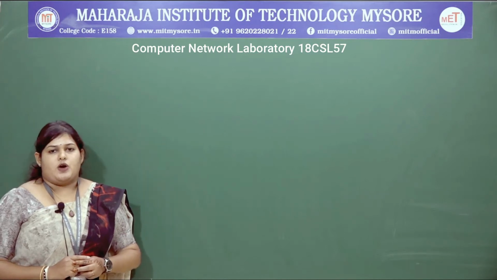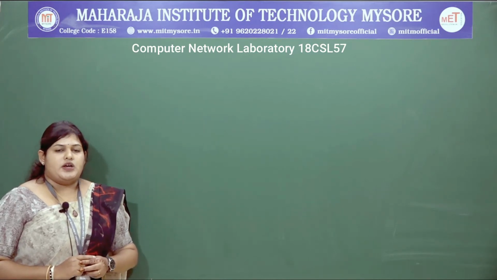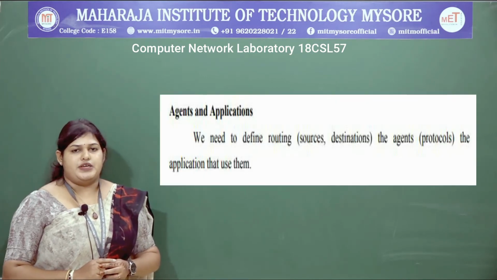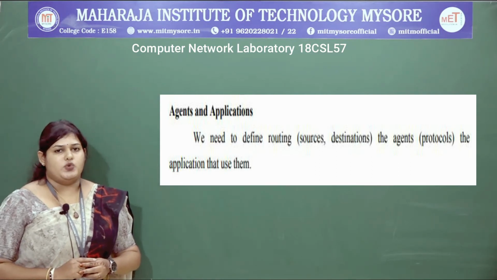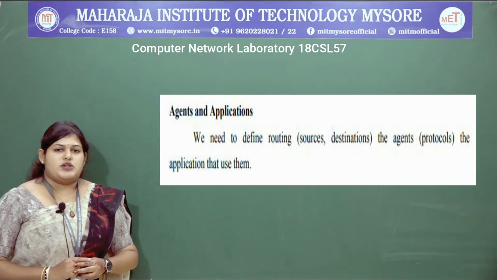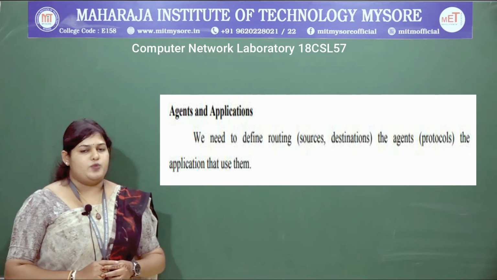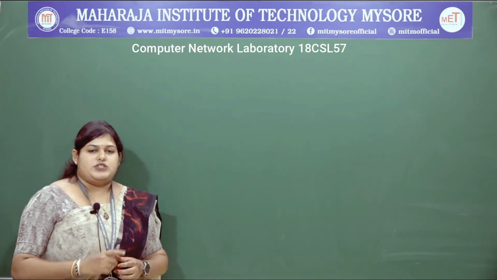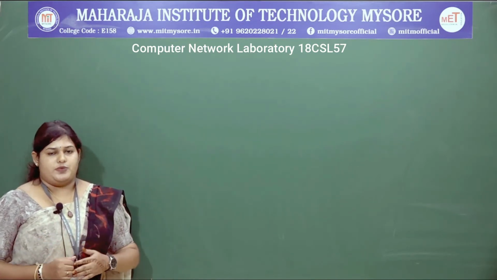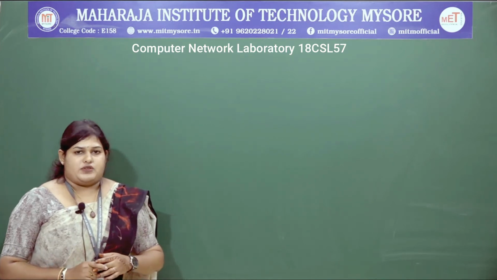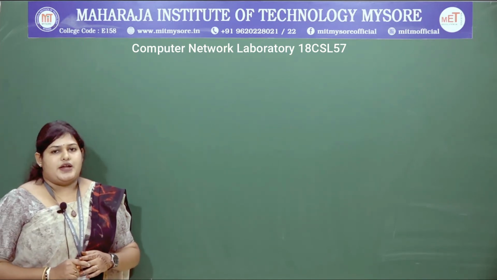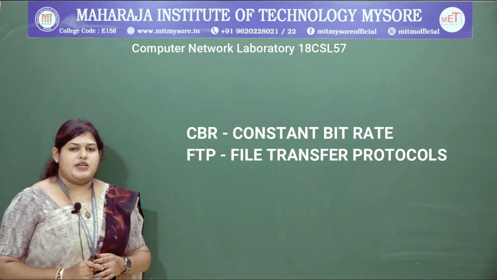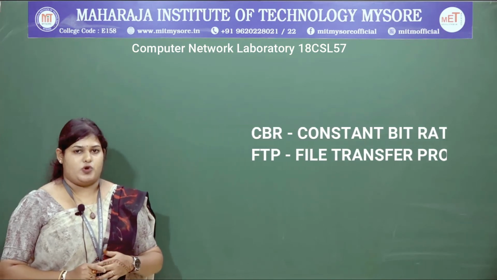For that, the connections can be performed in the form of agents. Basically we are concentrating here on TCP and UDP, that is the Transmission Control Protocol and User Datagram Protocol. After attaching the agents, the next step is you need to add the traffics. That is the CBR and the FTP. CBR is the constant bit rate, whereas FTP is the file transfer protocol.